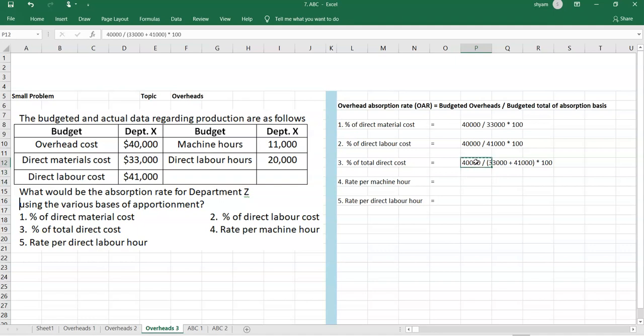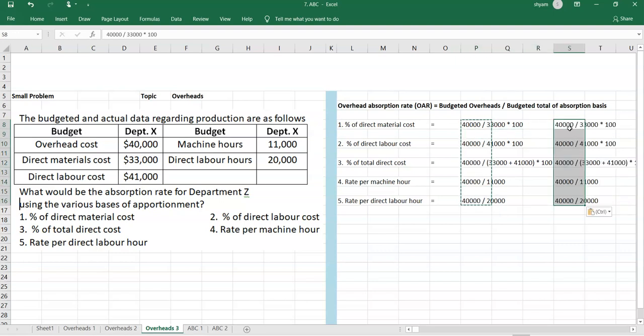Then we have rate per machine hour. As it's a rate, we don't need to multiply by 100. It is just the hours. And finally we have the direct labor hour. So we can copy all of them and we can find the answer.